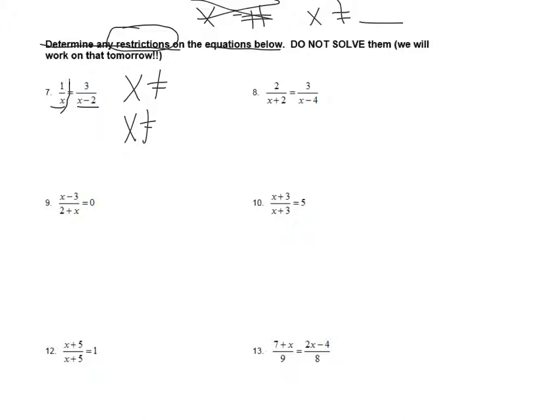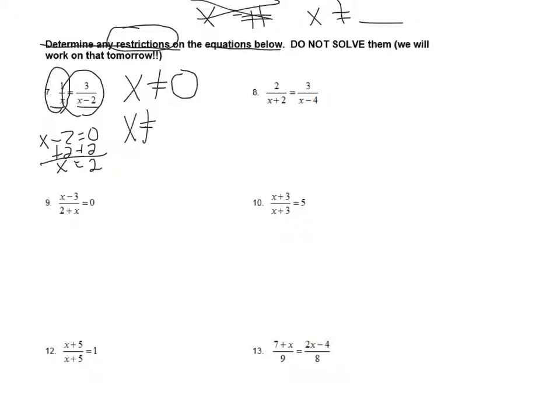Well, in this first fraction on the left side, what value of x would make that 1 over x undefined? Well, obviously it's easy when there's just an x in the bottom. X cannot be 0. Because if x was 0, 1 divided by 0 would be undefined. The second restriction comes from the second fraction, x minus 2. If you take x minus 2 and set it equal to 0, adding 2 to both sides would give you a value of x equals 2.